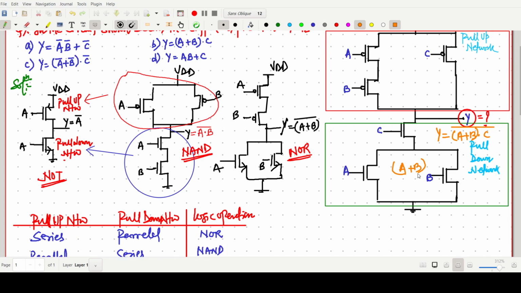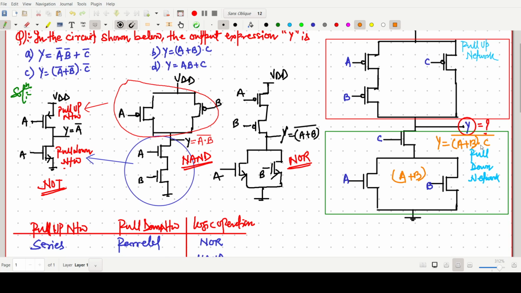Because if two transistors are in parallel, it gives the OR function, and then this one is in series, so it will be the AND. Then after that we go for the NAND. This is the final output, but it is not there in our options. So we have to solve Y equals (A plus B) into C, whole bar.